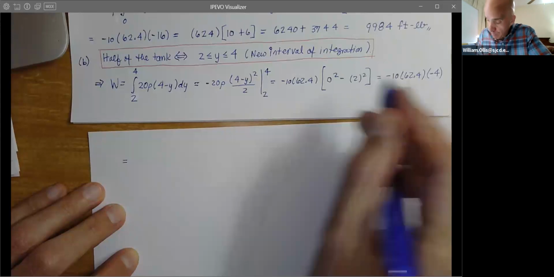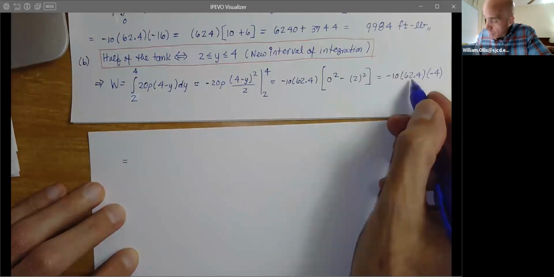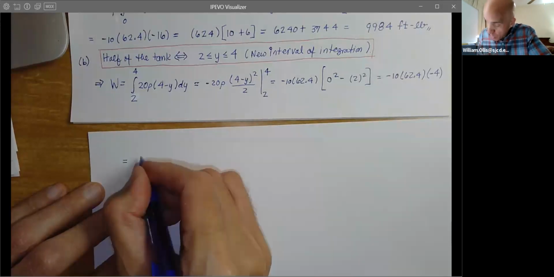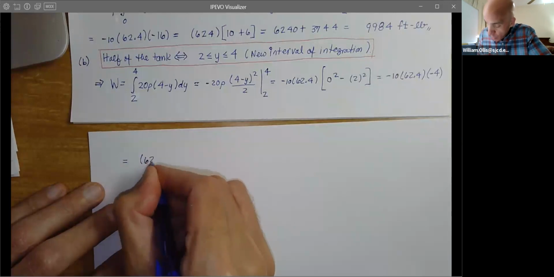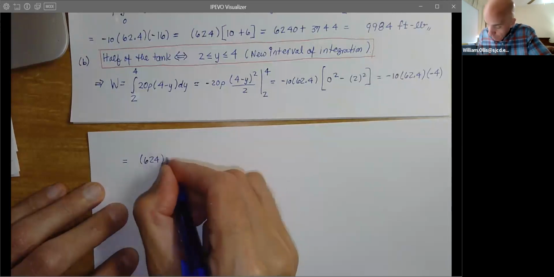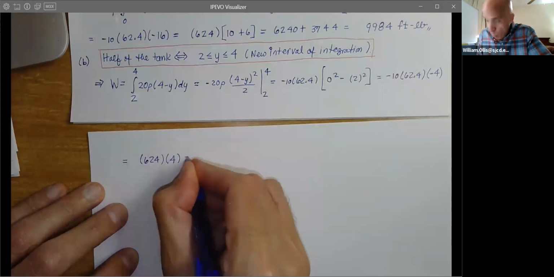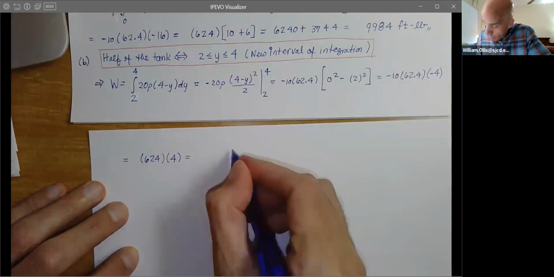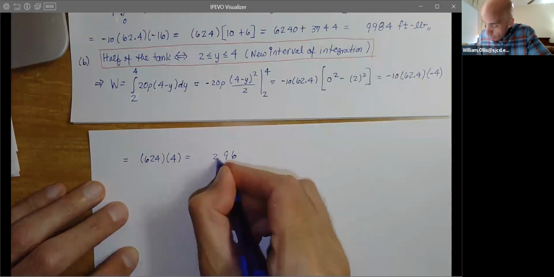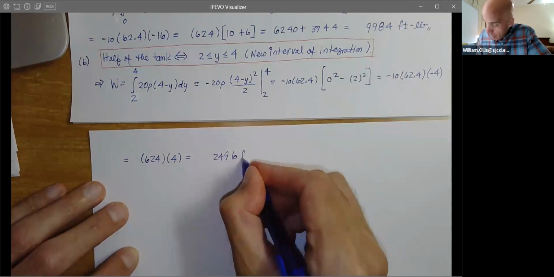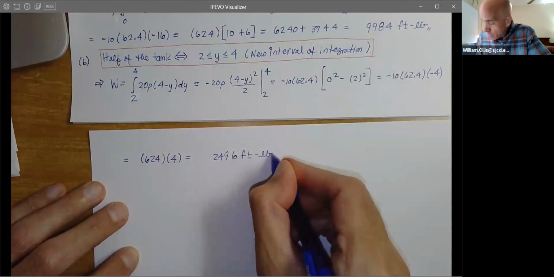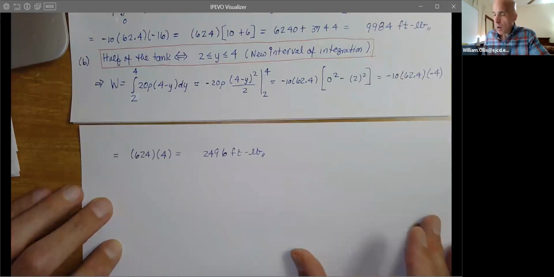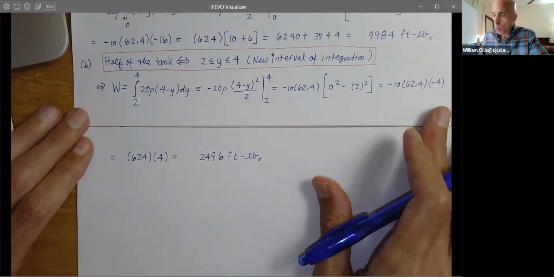Absorb the negatives, and then hit this with a 10. So this gives us 6, 2, 4 times a 4. Oh boy, that was a walk in the park. So now we have a 4. So that's a 16, a 1, a 9, and then a 24. And this will be foot-pounds. So the beauty of this problem is that we really only have to work it once.